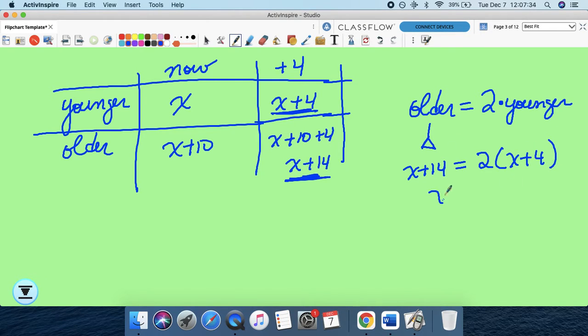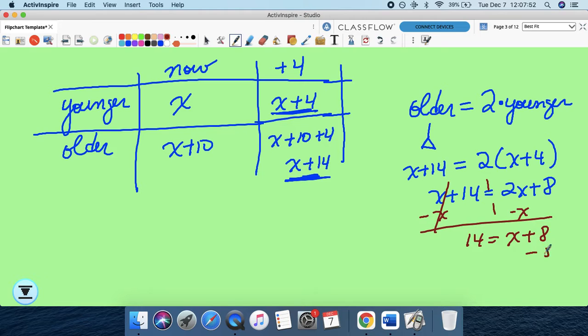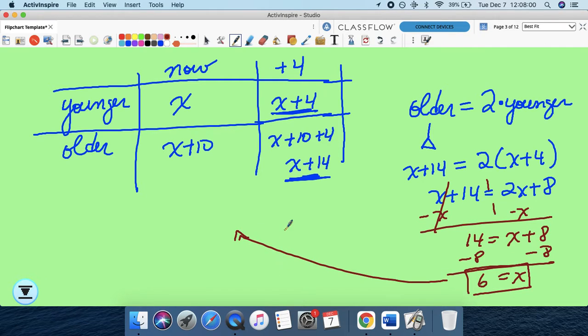From here on, not too much of a secret. Distributive property. Can I get rid of one of the variables? I can get rid of this one, which means I'm going to have minus X on the other side, and I'm left with 14 equals X plus 8. Subtract 8 from each side, and X equals 6. So I know what X is. I can go back to this table and substitute everywhere I see X. The younger brother is 6 years old. The older brother is 6 plus 10, which makes him 16 years old.